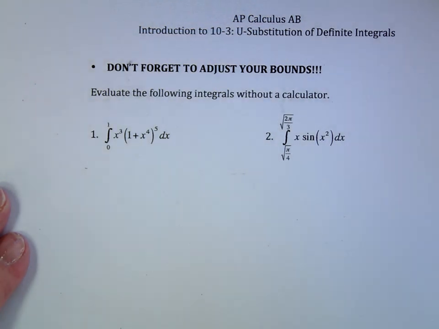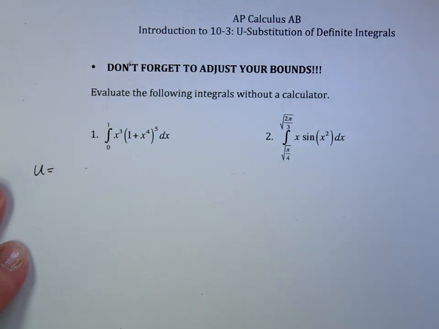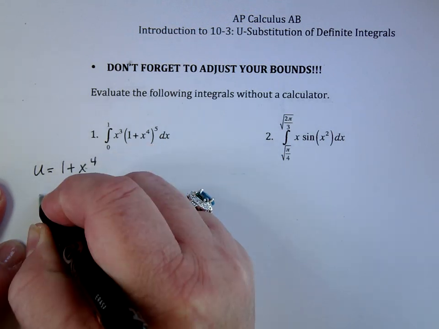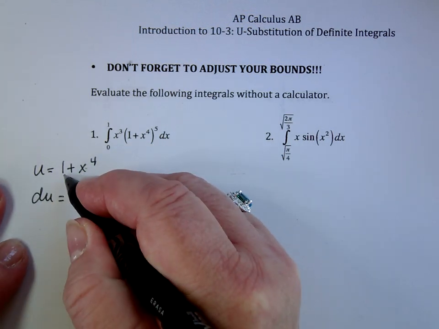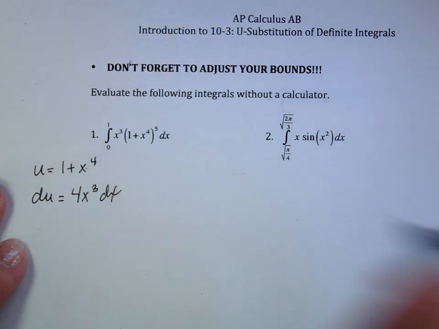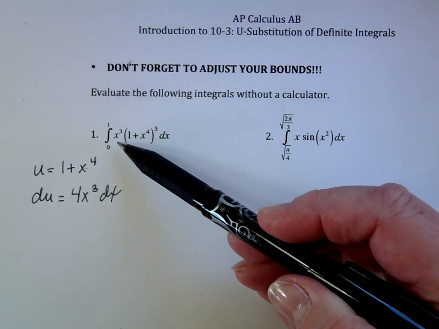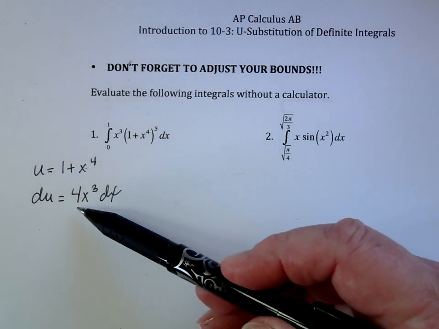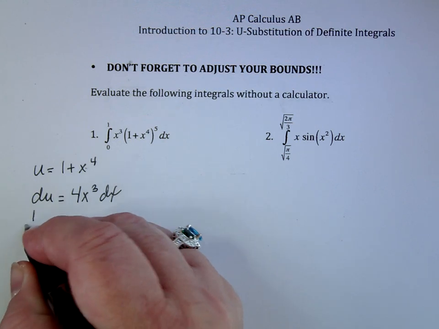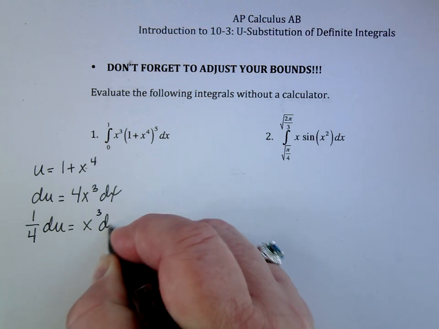Number one, I have to choose what my u is going to be, and for this one you usually take whatever's inside the parentheses, so we're going to let u be 1 plus x to the fourth, and I'm going to take the derivative of that. du would be 0 plus 4x cubed with respect to x dx. And then I look at the original integral and I see I have an x cubed and I have a dx. I don't have a 4, so I want this 4 to be out of there. So I'm going to move the 4 to the other side. That means I'm going to divide by 4, or make this 1/4 du is what x cubed dx can be.